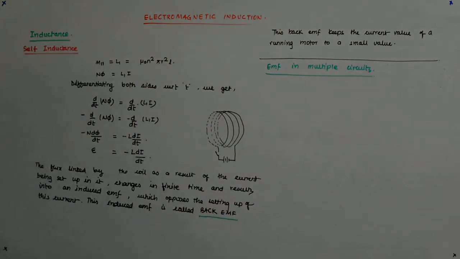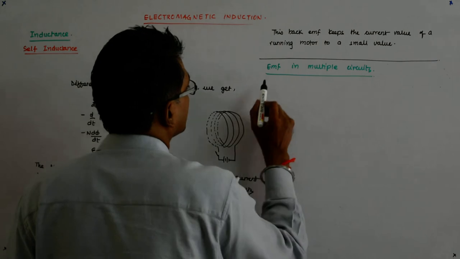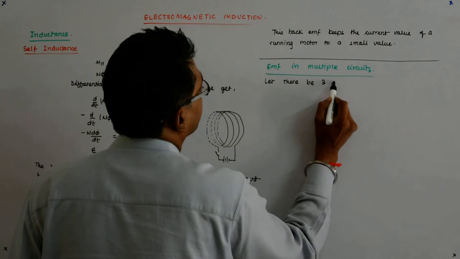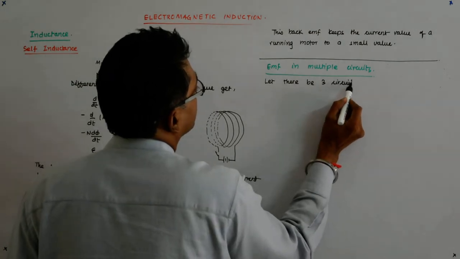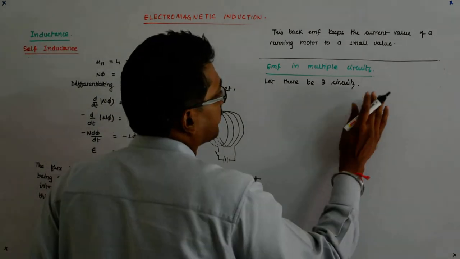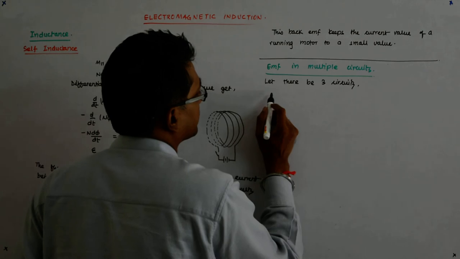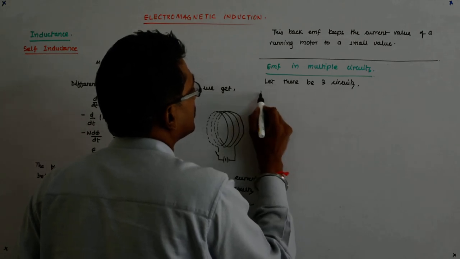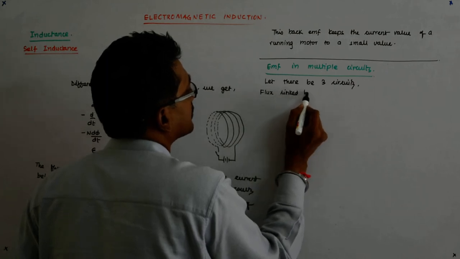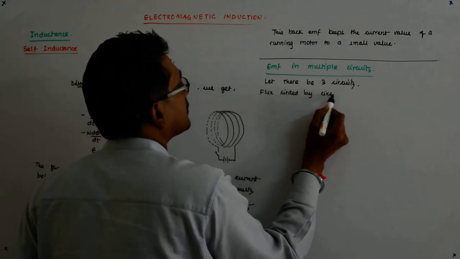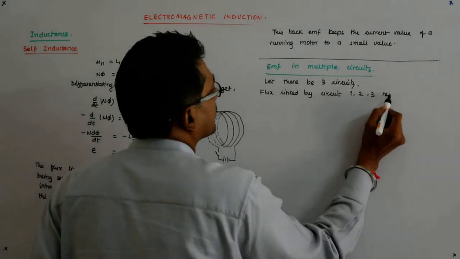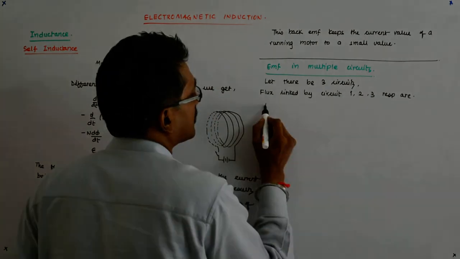Let us say we have three circuits. Let there be three circuits. Now what is the flux linked by these circuits? So the flux linked by circuit 1, 2, 3 respectively are what?